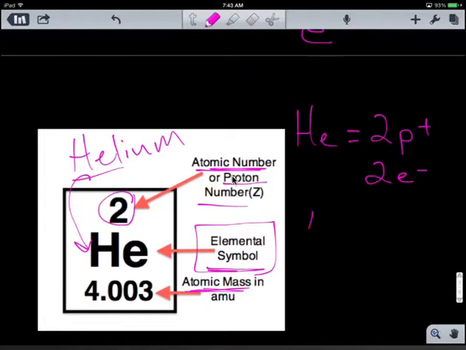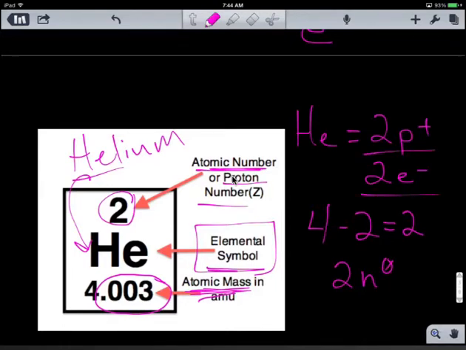So 4 is the atomic mass, minus 2. We're not going to concern ourselves with this decimal for this class. That has something to do with all the isotopes of this element found in nature, but we're just going to round to the nearest whole number from now on. So 4 minus 2 equals 2. So an atom of helium also has 2 neutrons. All of them are equal. It has 2 protons, 2 electrons, and 2 neutrons. Pretty easy if you ask me.